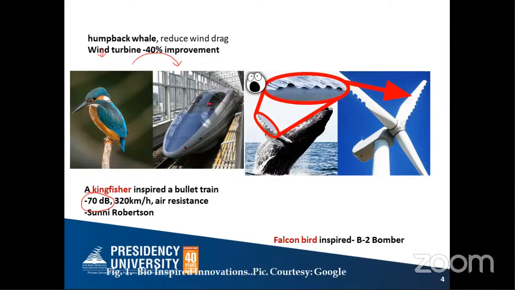Let me tell you another example here also. Being electrical engineers, we know this wind turbine here. And if you see the fins of this whale, you have some special design like this. If we mimic the same design in the wind turbine blades, the performance improves by 40%, because it reduces the wing drag.